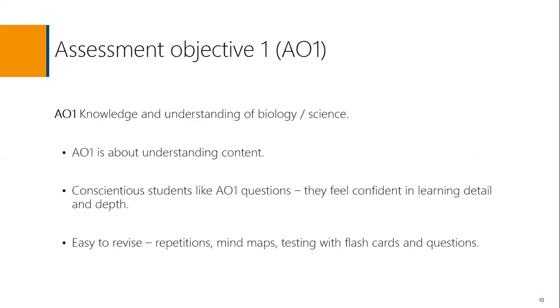We'll start off with assessment objective one, AO1, and it's knowledge and understanding of the biology. The assessment objectives are the same across all of the three sciences. So whether you're teaching dual award science or whether you're teaching biology as a separate GCSE, the assessment objectives are the same. And it is knowledge and understanding of biology. Conscientious students tend to like AO1 questions because they can work hard to feel confident in learning detail and depth. This is the assessment objective that requires straightforward revision: repetition, mind maps, testing with flashcards, looking at lots of questions.